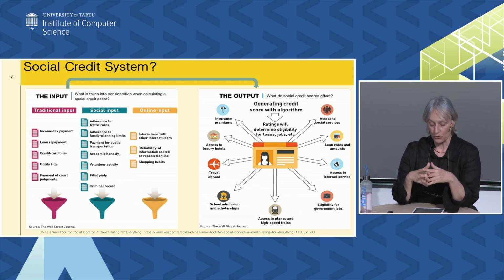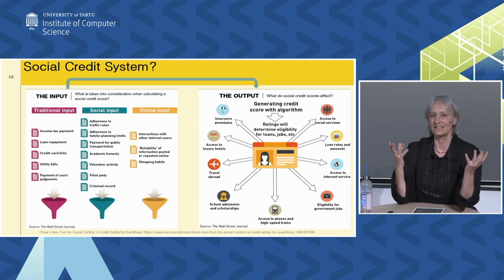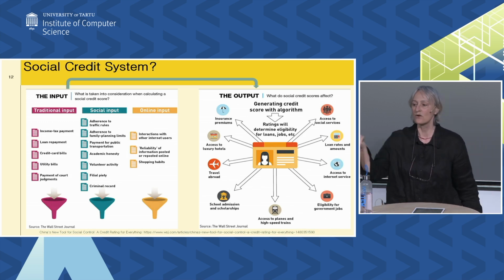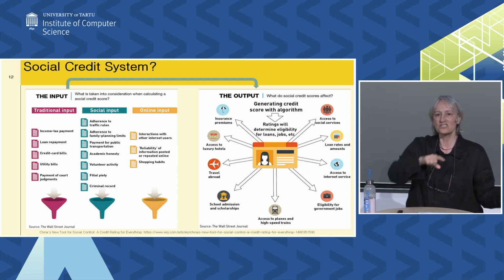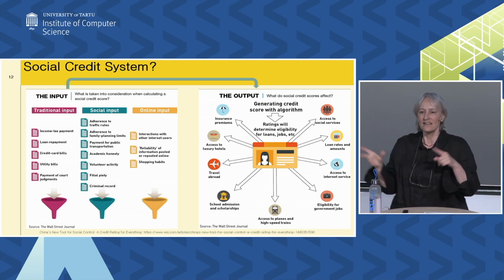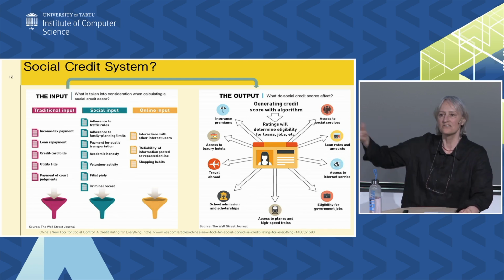For low scores, people have travel restrictions, so they can't take trains, they can't take international flights, they have limited access to government services, and they have slower internet. So this is already happening in China, right? This huge digital surveillance system is already happening. We have this capability now, and the question is how easy or difficult is it to take the next step?